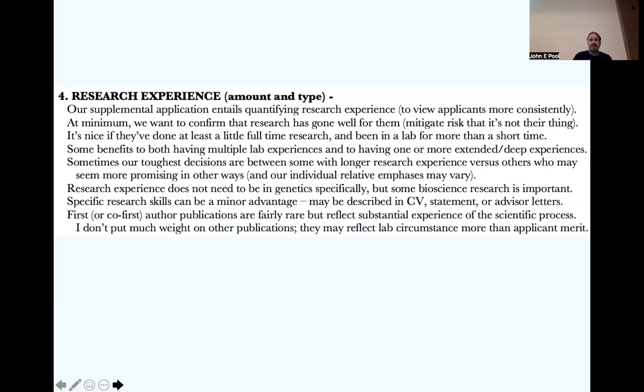I've also talked about my view on publication record. Most of our applicants, even the ones we invite to interview, do not have first or co-first author publications. And other publications, in my opinion, are not very predictive of grad school performance. They're often more a matter of circumstance than the individual applicant themselves. Sometimes I encounter other faculty that seem to put some weight on that, but I try to discourage it. So this is what I'm telling our committee members about evaluating research experience.